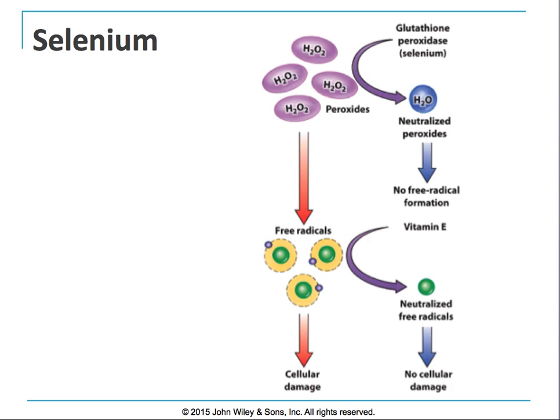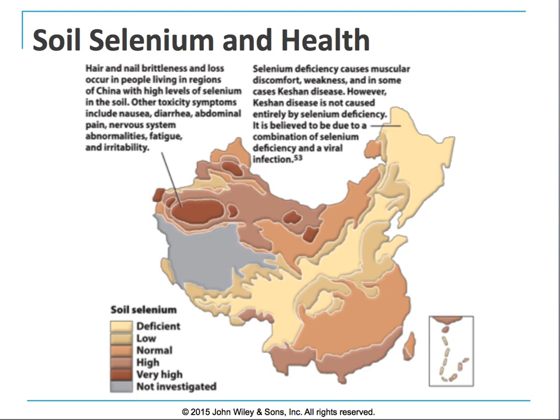So this is from your book, this is showing selenium as it is present in the glutathione peroxidase, and how that works to neutralize both peroxides and also free radicals in order to limit cell damage. And this is showing Keshan disease and different regions of China that experience selenium deficiency or excess selenium.